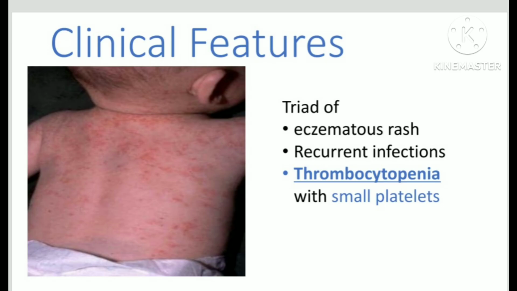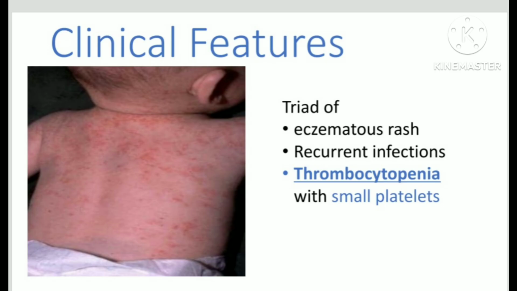The next clinical feature, as I already said, is that the patient will have very much decreased immunity because of the defective T lymphocytes. That is, the T lymphocytes cannot mature, and the further processes of the immune system will not take place, and hence the patient presents with recurrent infections, which can be recurrent pneumonia or any other infections.